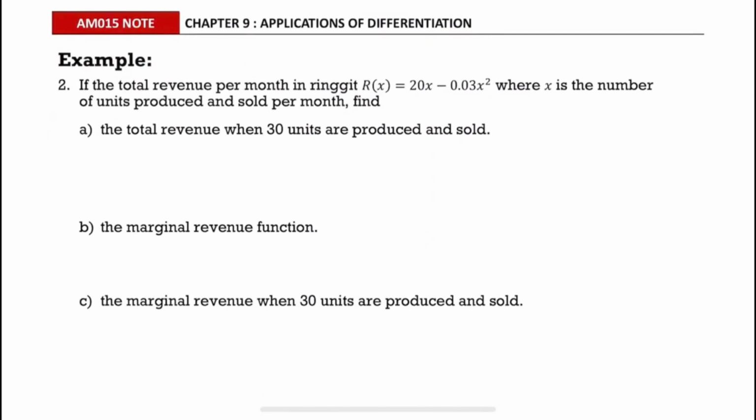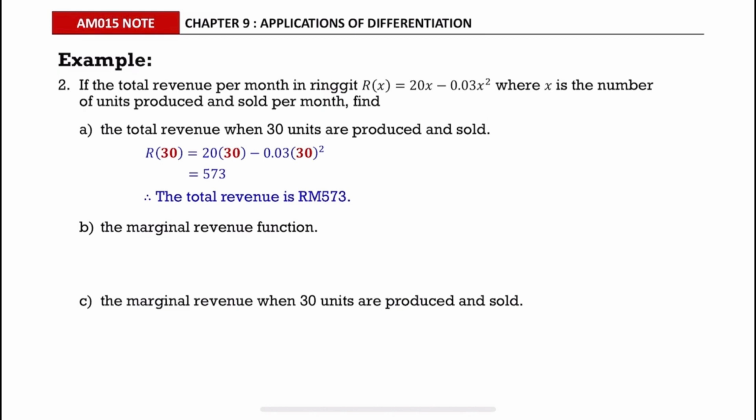The question for example 2 is, if the total revenue per month in ringgit is R of X equals 20x minus 0.03x squared, where X is the number of units produced and sold per month, find the total revenue when 30 units are produced and sold. The total revenue is obtained by substituting 30 into the revenue function, and it equals 573. So the total revenue is RM 573.